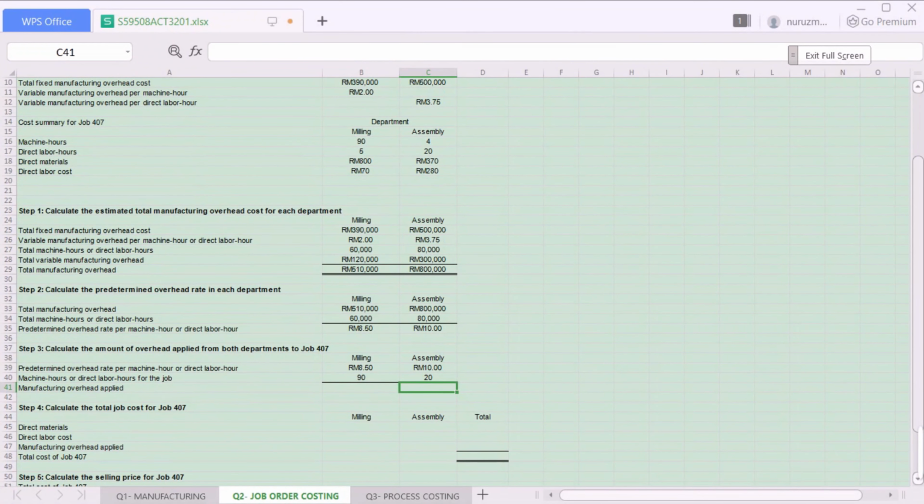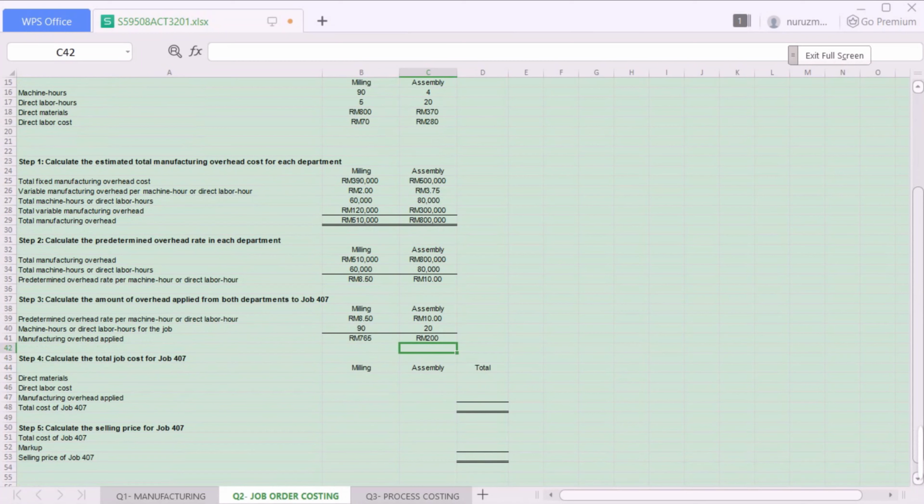And the manufacturing overhead applied is RM8.5 multiplied by total machine hours for job 407 equals RM765. For the assembly, RM10 per direct labor hour multiplied by total direct labor hours, which is 20, equals RM200.